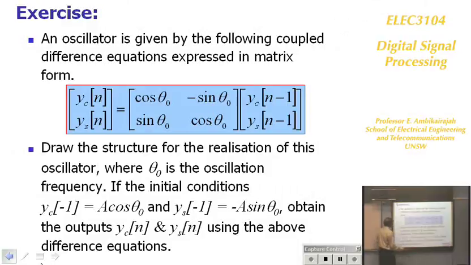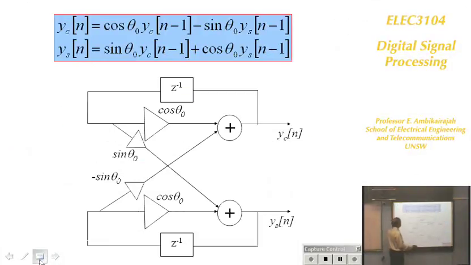In this example, you have been given an oscillator as a coupled equation. Draw the structure for this realization. Initial conditions are given for you, and then you have to write the difference equation. Right. Okay? So these are the coupled equations. From the equations, like I just wrote the equation, I can draw the structure, which is exactly the same as what you had.